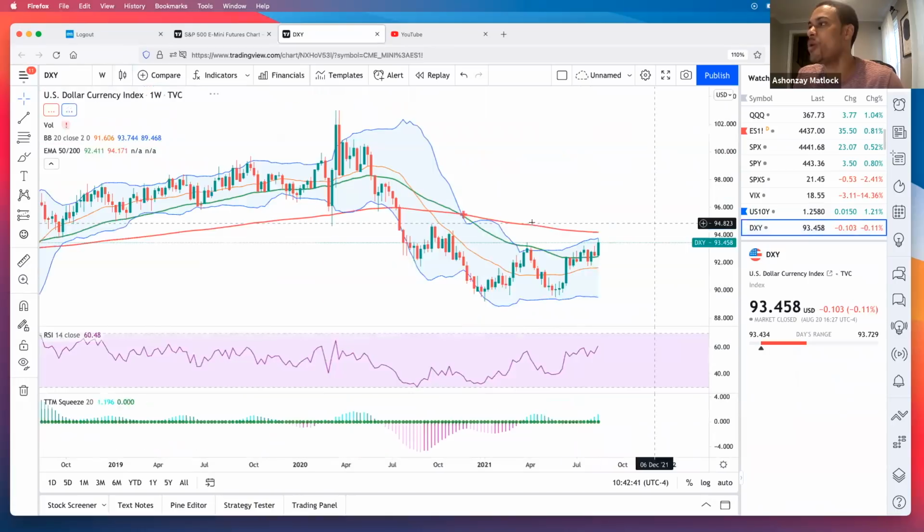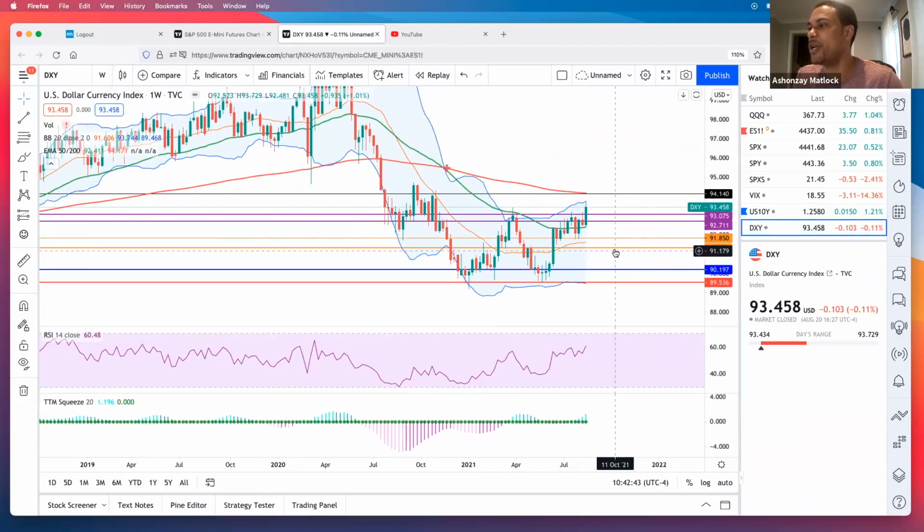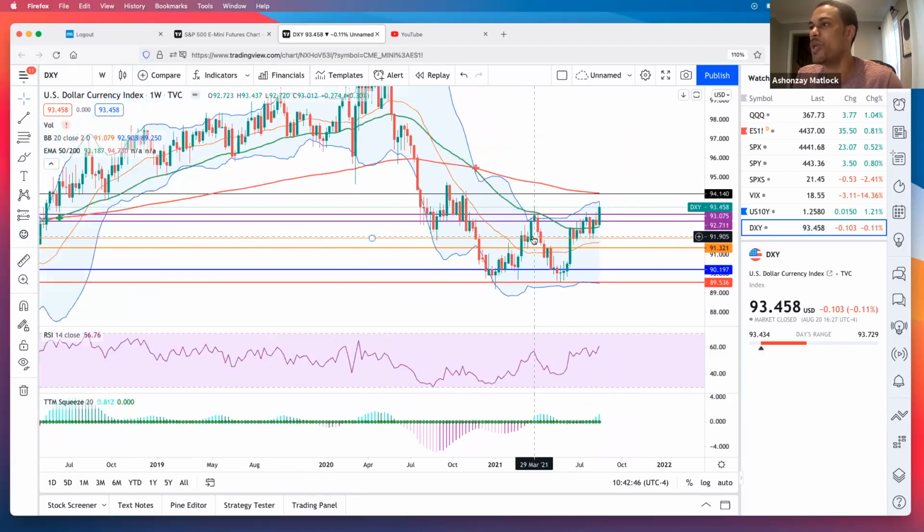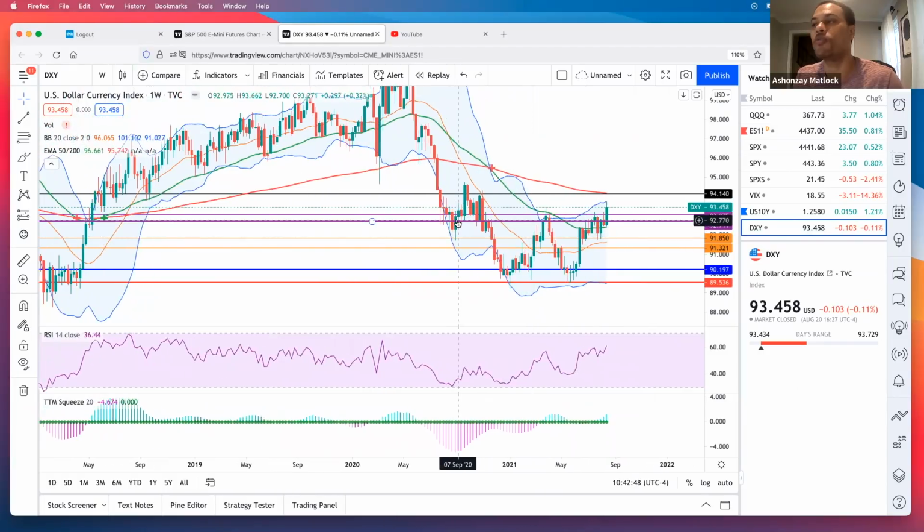Now, the next thing I want to point out is this dollar index, because the dollar index is also a signal for when banks and institutions are going risk on and risk off.